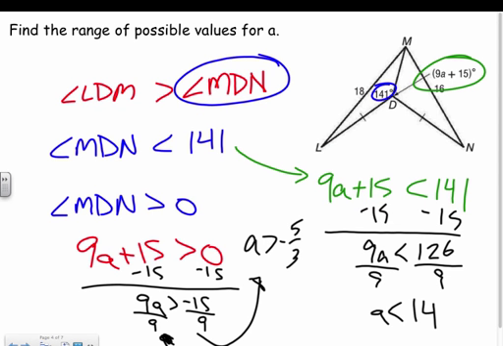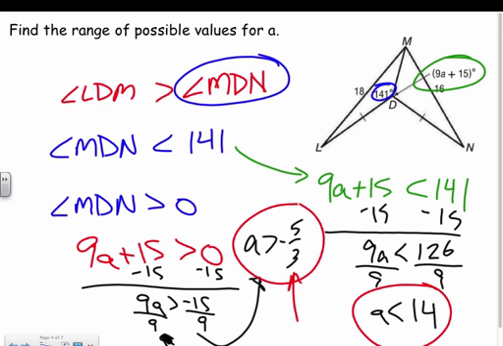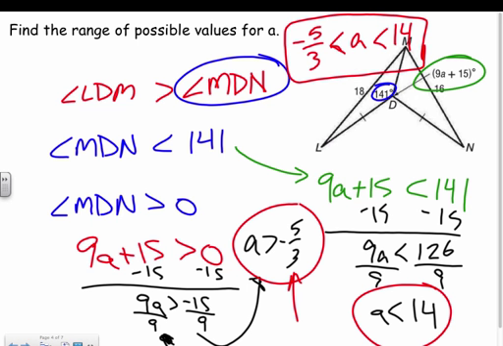So I can write that as an inequality in the end. If I look at my two inequalities here, I want to write it as a range of values. So I always start with my smallest number, which is negative 5 thirds. So I'm going to say negative 5 thirds is less than a, which is also less than 14. So there's my range of values for a. So basically I just got to think, how can I set up the two inequalities?